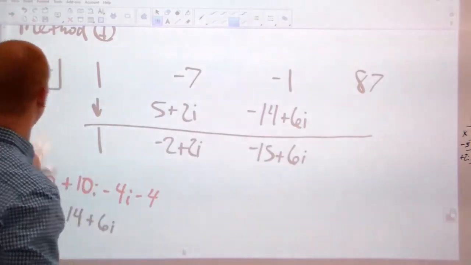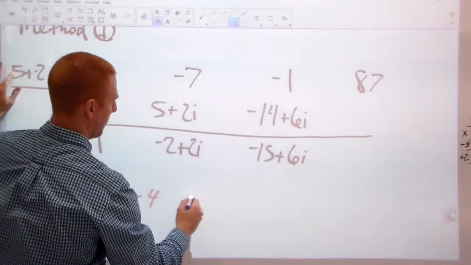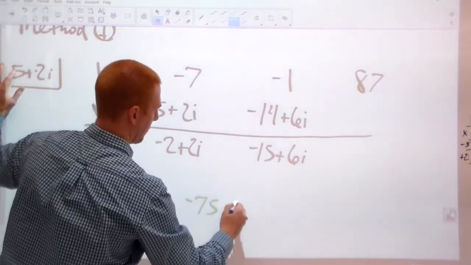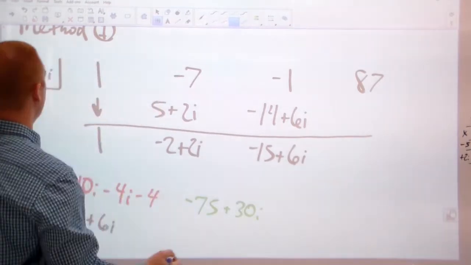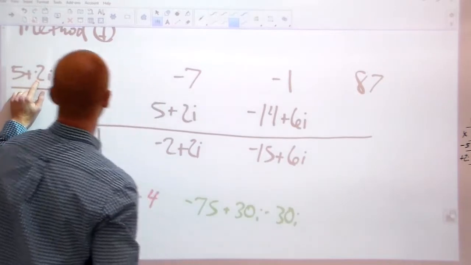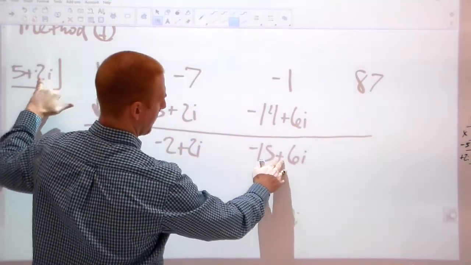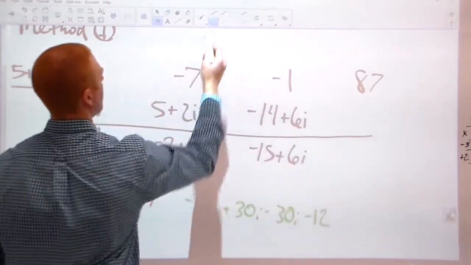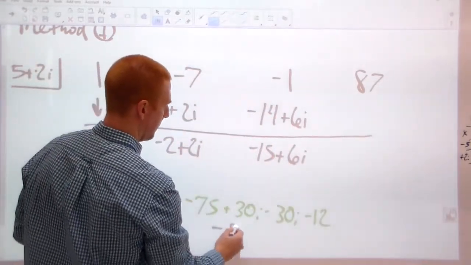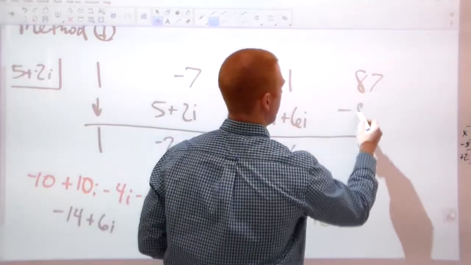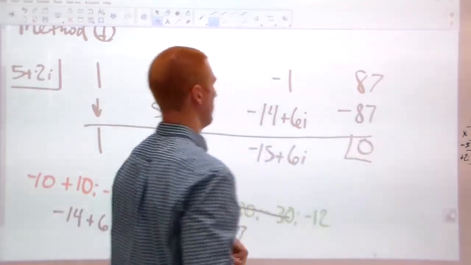And now for some more foiling. 5 times -15 is -75. 5 times 6i is 30i. Positive 2 times -15 is -30i. And 2i times 6i would be positive 12i squared, which is really -12. So -87, and then these add to 0. And that's really good because that means we have no remainder left.